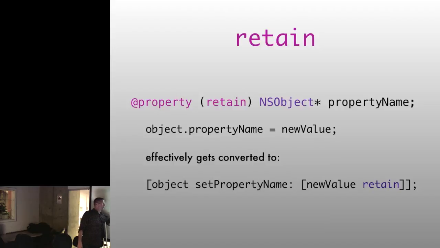Using it, accessing with object.propertyName = newValue, gets converted under the hood to object setPropertyName, take that value, retain it, and then assign it. There's a bit more cleverness we're hiding from you, but that's the general idea.